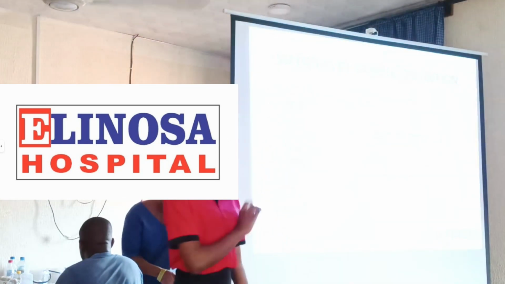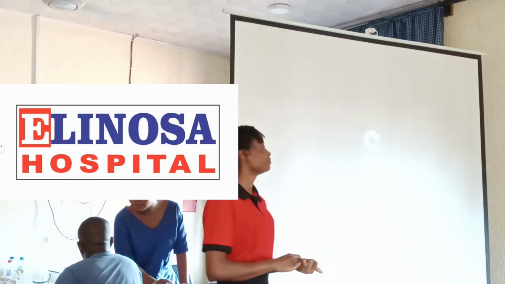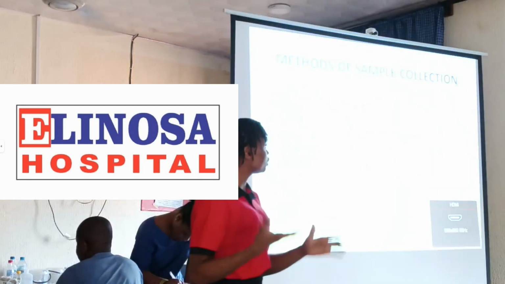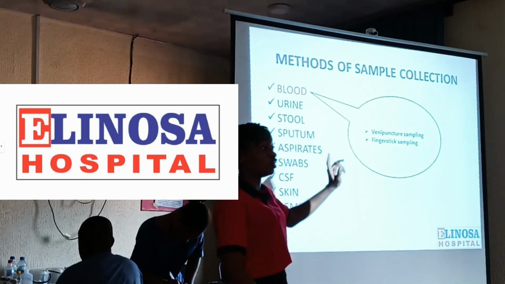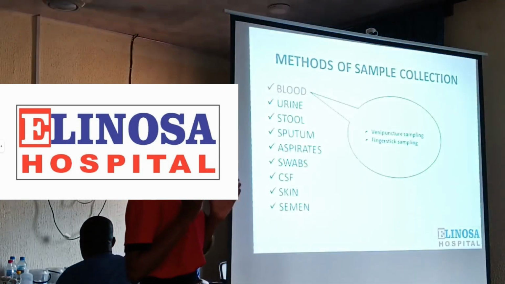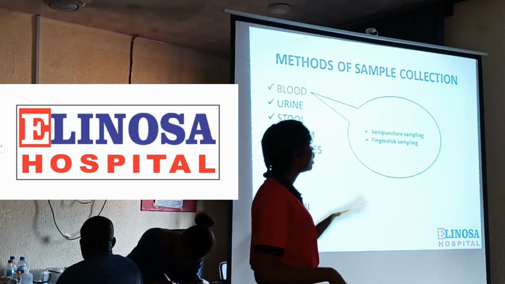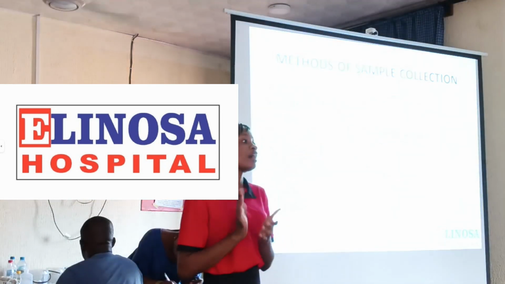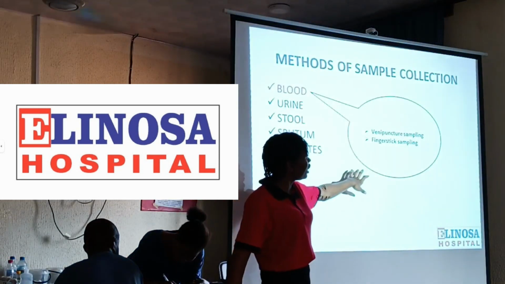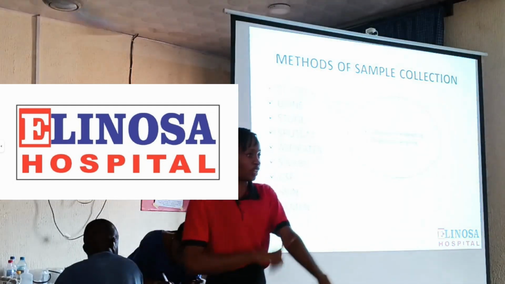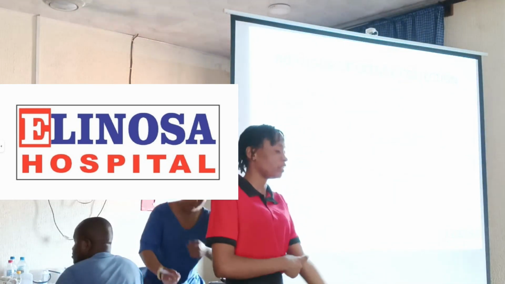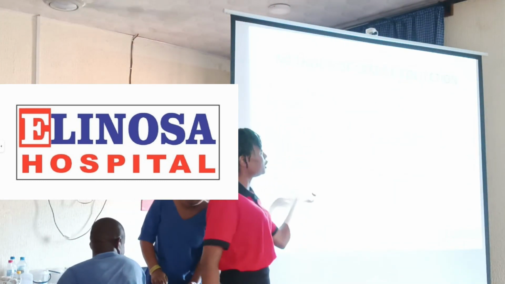This venipuncture sampling is one of the major methods by which blood is collected in the laboratory, and it is very important and advantageous in cases where you have to carry out more than one blood test. Are you getting? The process of collecting blood from the vein, from the median cubital fossa or median cubital vein, that's this place, is what we call venipuncture sampling.